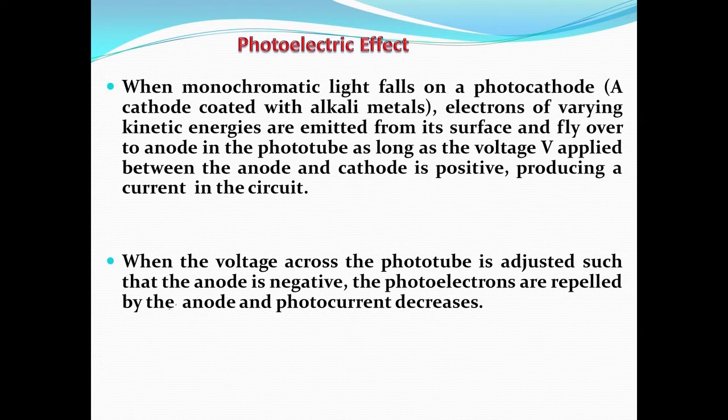So, when the voltage across the phototube is adjusted such that the anode is negative, photoelectrons are repelled by the anode. You see, electrons carry negative charge, and the anode is also negatively charged. So, they get repelled and the photocurrent decreases. So, if the potential difference between anode and cathode is increasing, if it is high, the current will be more.